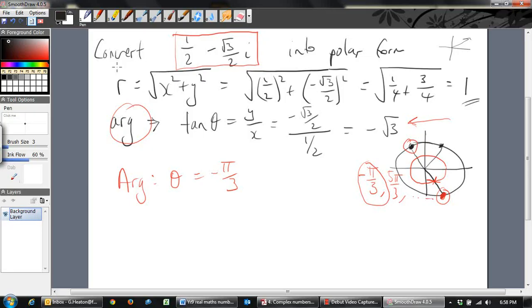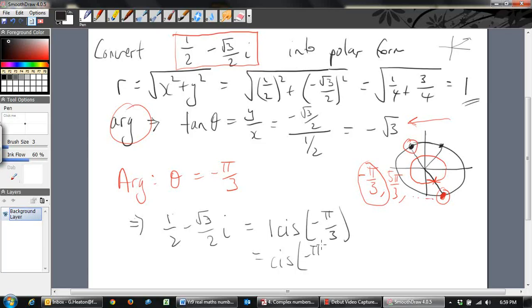Great. So we've got our argument and our radius, so therefore half minus root 3 on 2 i is equal to r cis theta. r was equal to 1. Cis, what was theta? Negative pi over 3. Don't need to write the 1, so it's just cis negative pi on 3. And we've converted that into polar form. This here is called polar form. And there we have it.